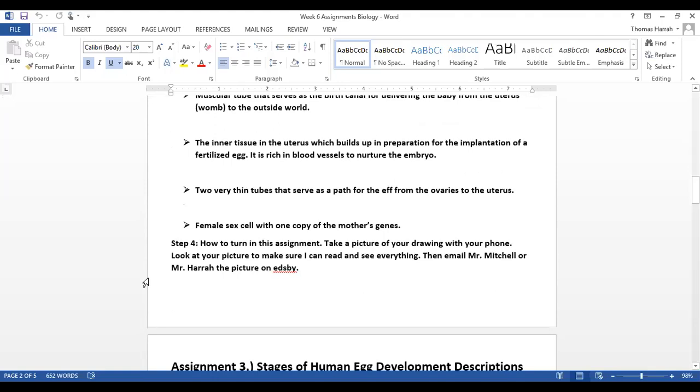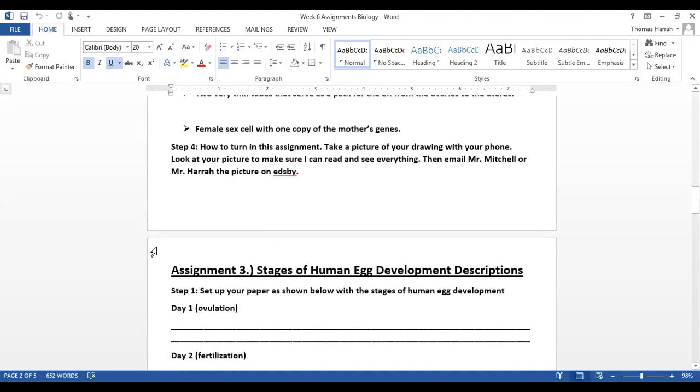So we're complete with the assignment. We've got it done. How do we turn it in? You're going to take a picture of your drawing with your phone. Look at your picture to make sure I can read and see everything. Then email myself, Mr. Harrah, if you're in first, third, or fourth period. Or if you're in 6th or 7th period, you can email it to Mr. Mitchell or to Mr. Harrah. That's how you're going to turn in that assignment. So that is assignment 2.